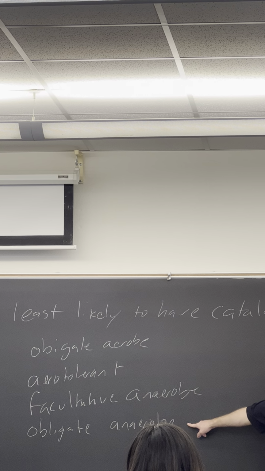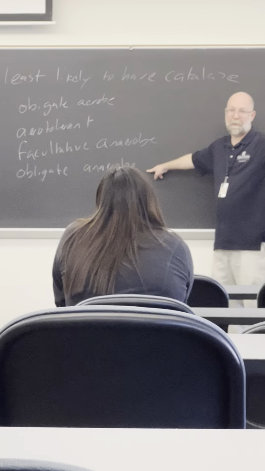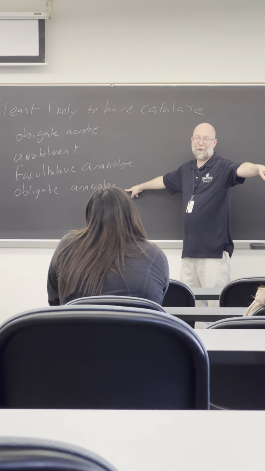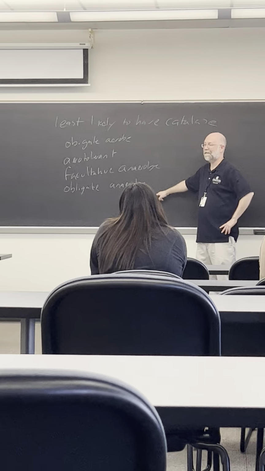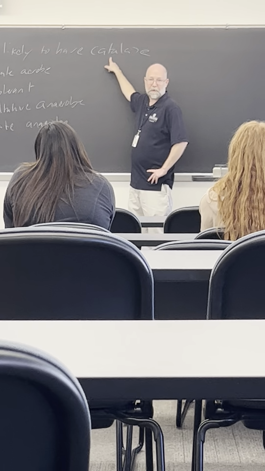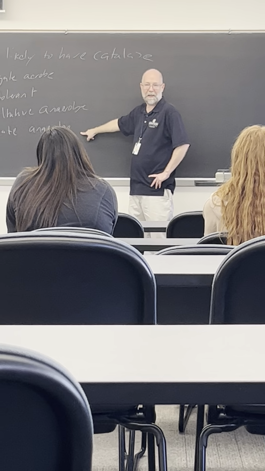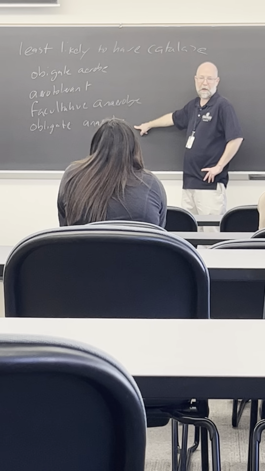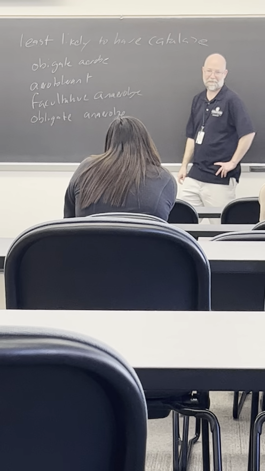So we think this is the one that is least likely to have catalase. Why? Because it's killed by oxygen. I got the right answer for the wrong reason, but I was on the right track. I knew it had to do with oxygen. This enzyme allows you to live in the presence of oxygen. This organism cannot live in the presence of oxygen, and thus likely does not have that enzyme. Does that make sense? I was on the right track.